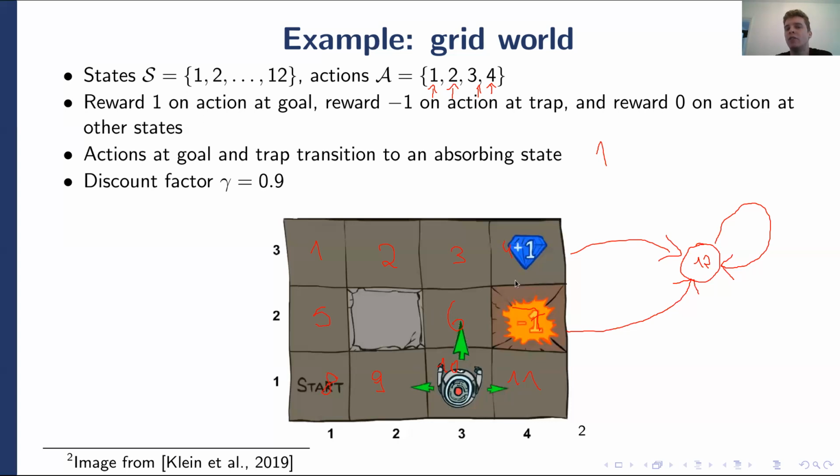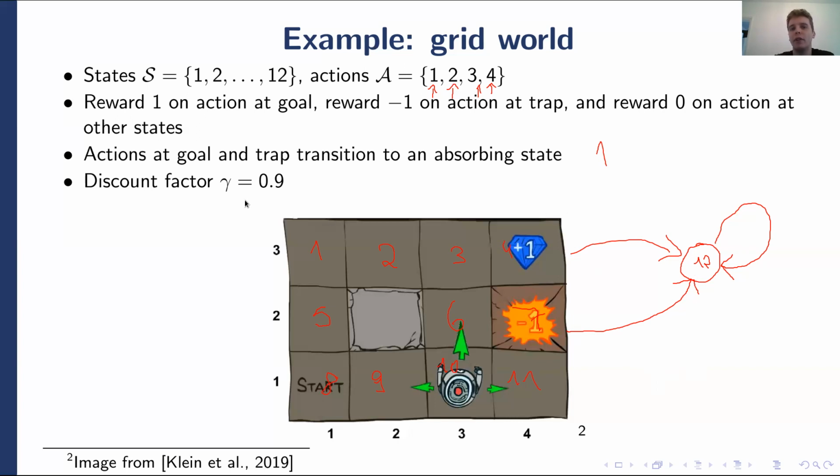The agent does not receive any reward when it moves to a goal state or when it moves to a trap state. However, when it does take any of the available actions here, it will receive a reward of +1. And when it takes any of the available actions here, it will receive a reward of -1. And then it will transition to the absorbing state. And in the absorbing state, the agent will not receive any reward and stay there forever.